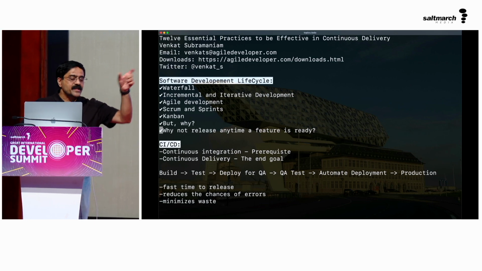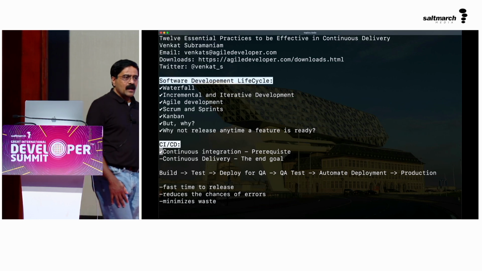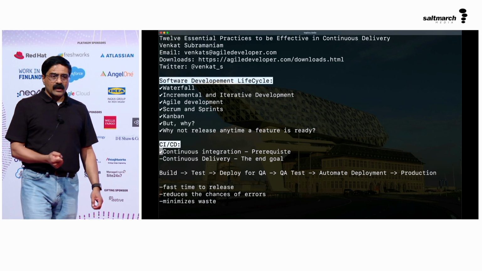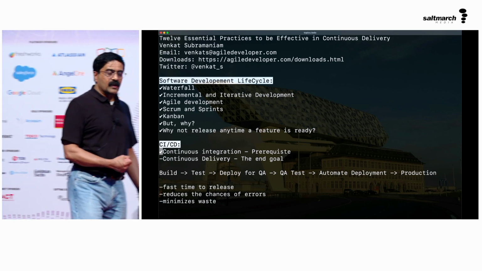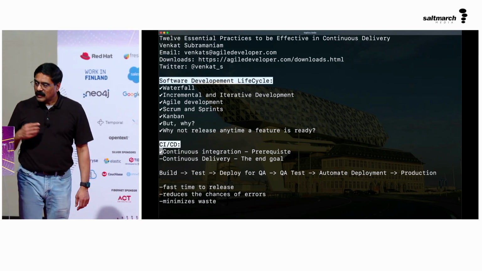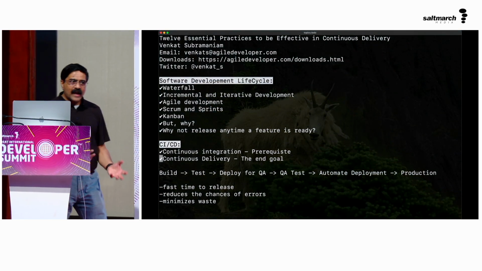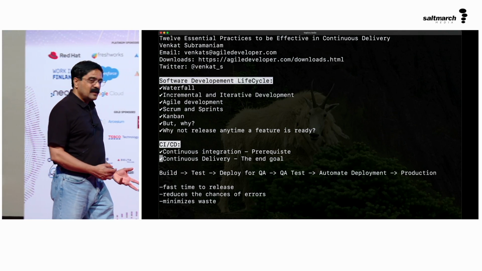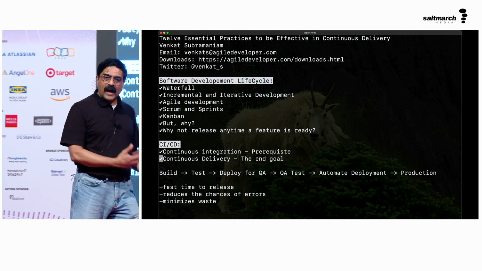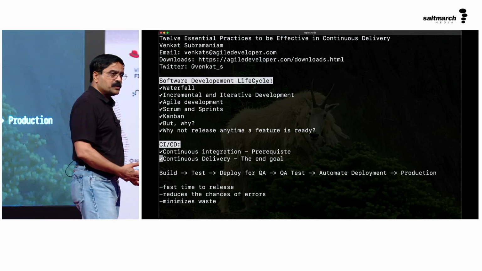What is it that holds us back from doing it? So continuous integration is not the goal. And a lot of times we get confused. Continuous integration is not the goal. Continuous integration is the prerequisite. On the other hand, continuous delivery is the end goal. But you cannot practice continuous delivery if you don't really have good practices in place. And here is the real important thing to do.